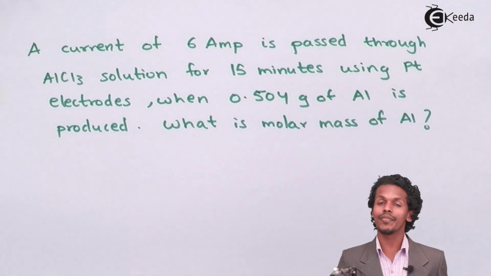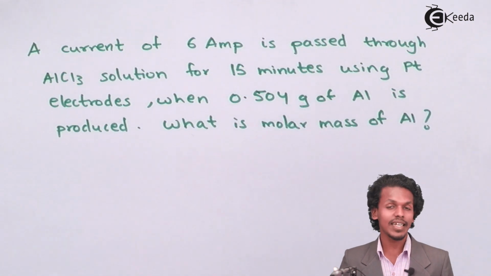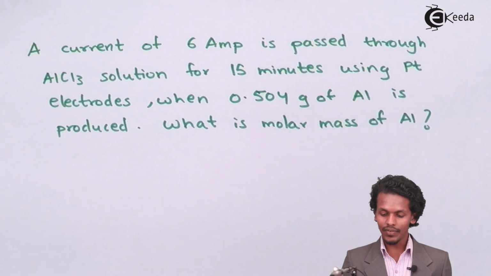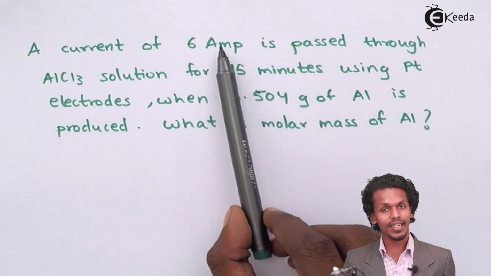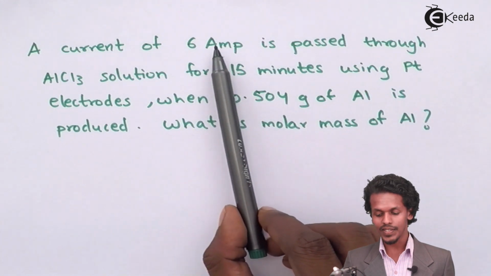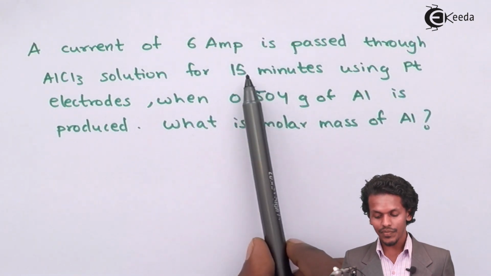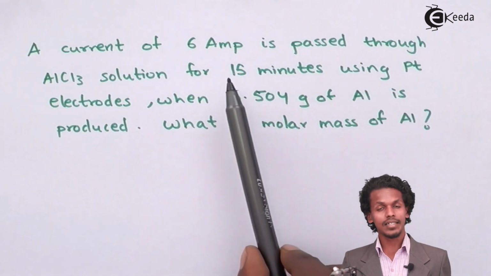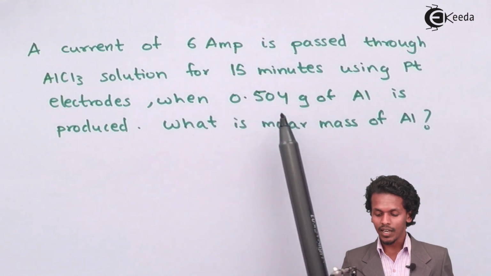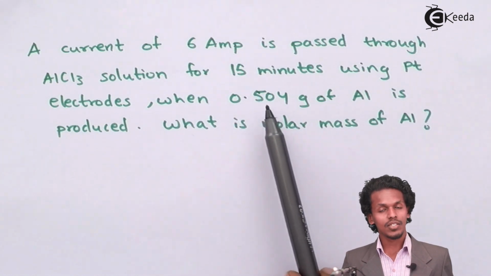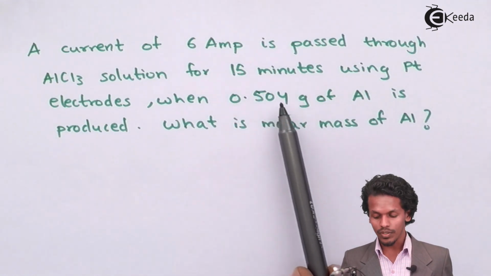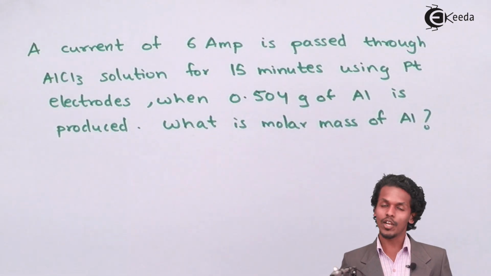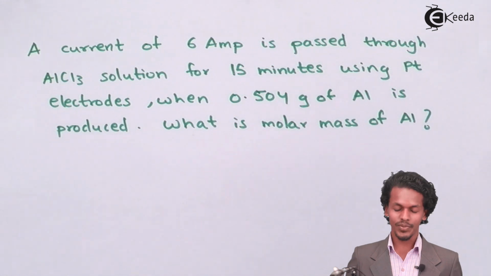First of all, we should extract the data present in the given question. The first thing we get is 6 ampere of current, which means I is equal to 6 ampere. Then the time, 15 minutes, is provided and should be converted into seconds. And the weight is also given, 0.504 gram, because of which we have to calculate the molar mass of aluminum. So let us see how we can calculate this.